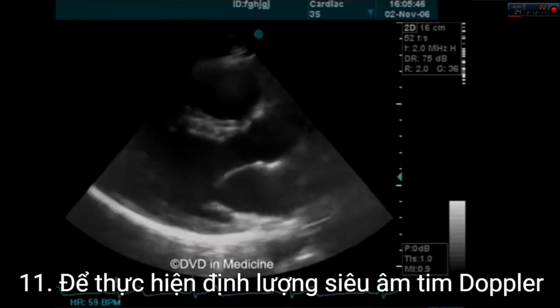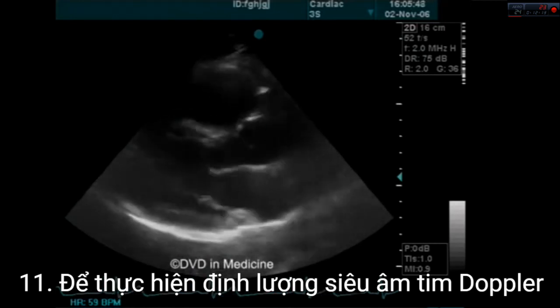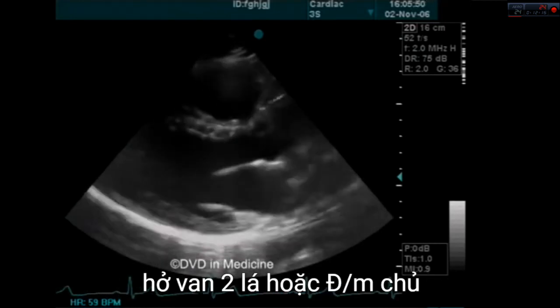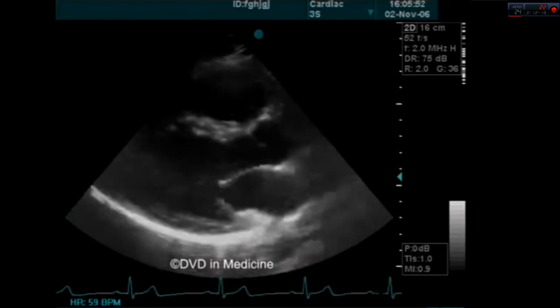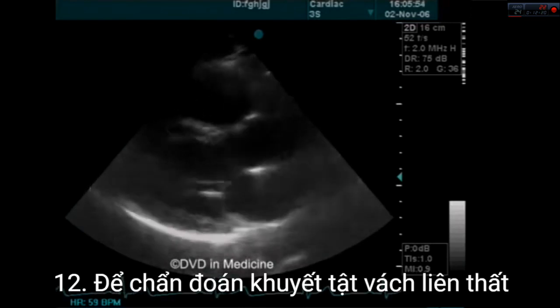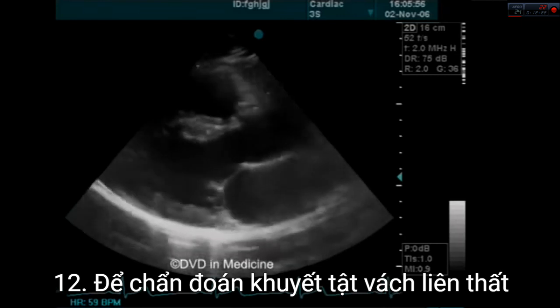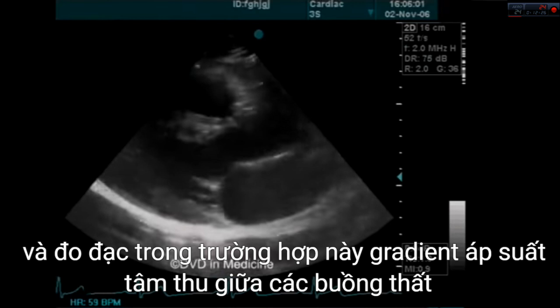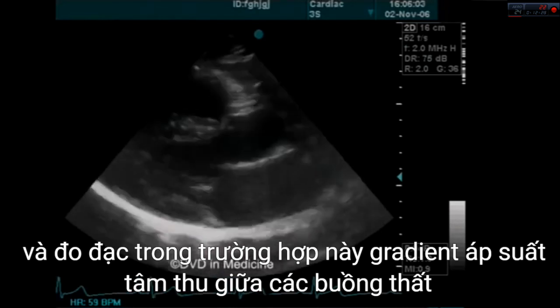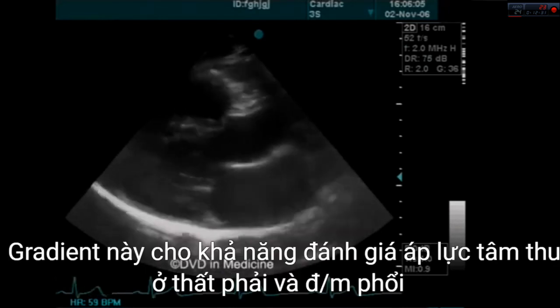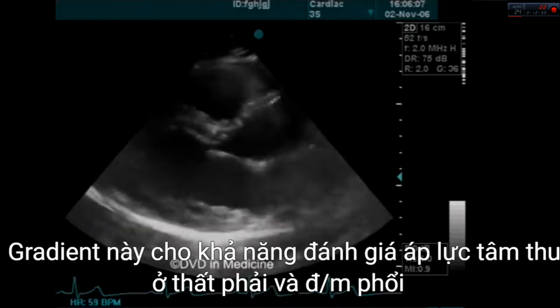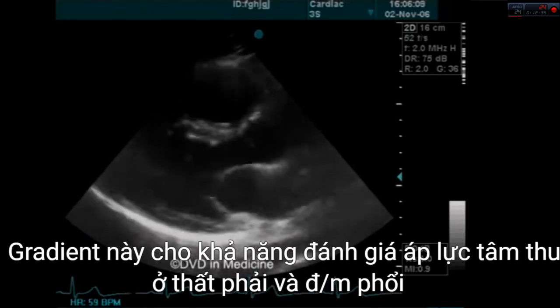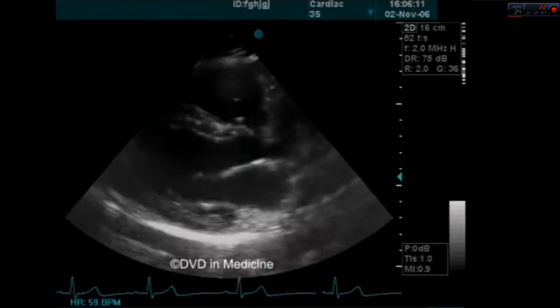11. To perform quantitative Doppler echocardiography of mitral or aortic insufficiency. 12. To diagnose muscle defects of the interventricular septum with color Doppler imaging or pulsed Doppler recording, and to measure in this case the systolic pressure gradient between ventricles. This pressure gradient gives one the possibility to assess systolic pressure in the right ventricle and pulmonary artery.